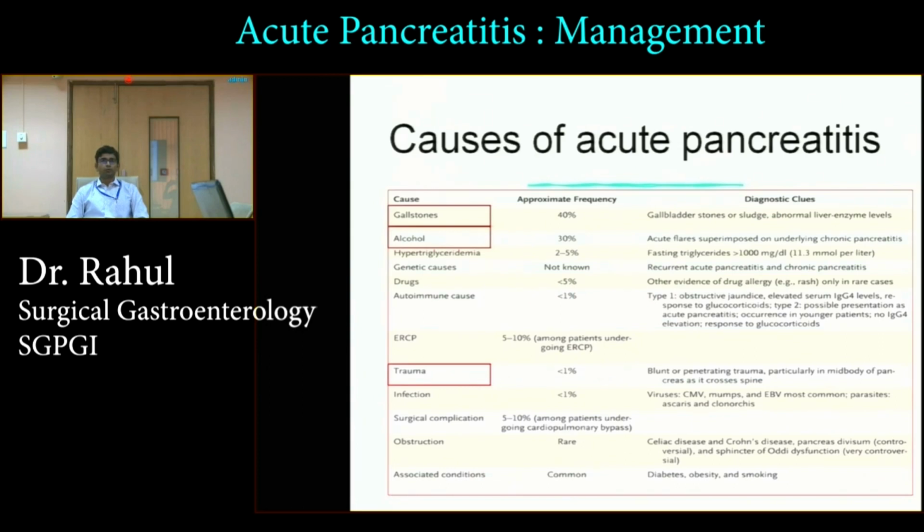One of the more common causes in young children is trauma. If they fall forward or are hit by the handle of the bike or cycle, it may cause acute pancreatitis. ERCP-induced acute pancreatitis can also occur; 5 to 10% of all ERCPs can lead to acute pancreatitis. Mostly it is mild pancreatitis, but severe pancreatitis can also occur following ERCP.